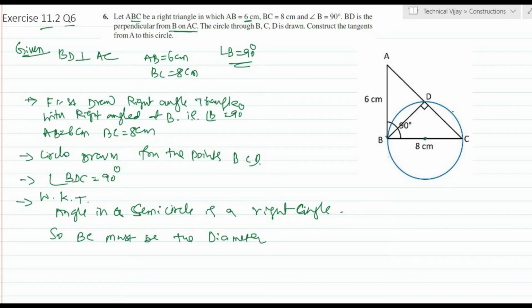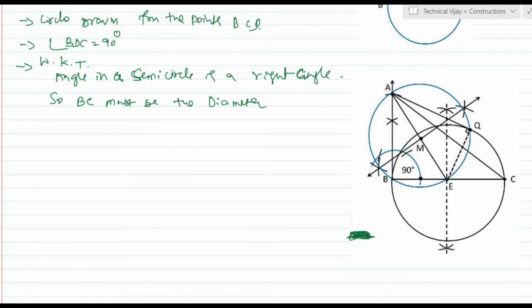So the center must be here, at 4 centimeters. Because when BC is the diameter, only then is it a semicircle and the angle is 90 degrees. First construct ABC. No need to mark point D. Say ABC is a triangle. Up to this point we have seen that ABC is a triangle.